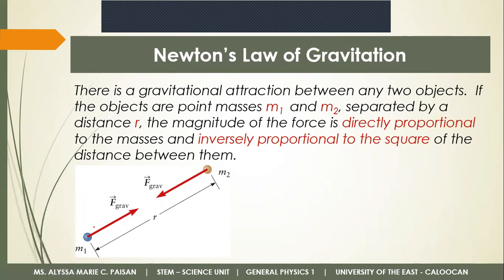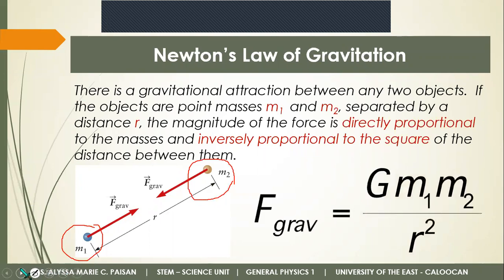Let's use the pen. This one, mass 1, is attracted to mass 2 the same way that mass 2 is attracted to mass 1. And then in equation form, that is F subscript grav, for gravity or gravitational, to denote that it is gravitational force, is equal to G m1 m2 over r squared.